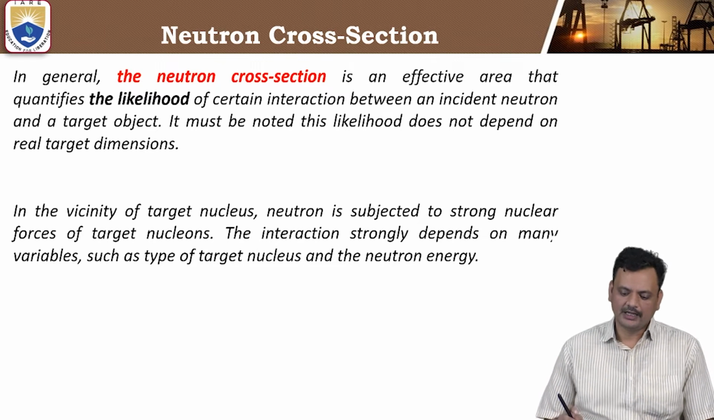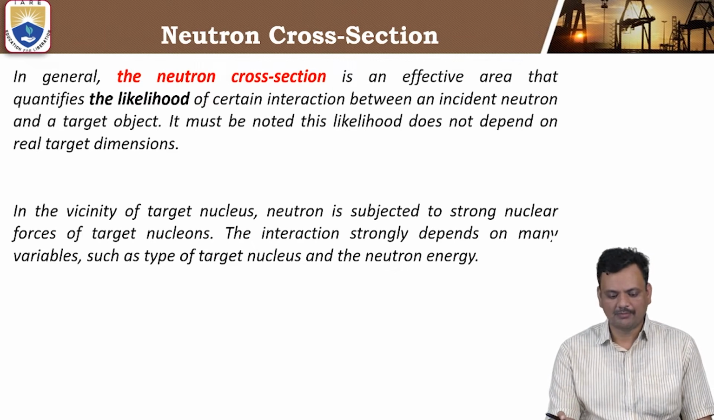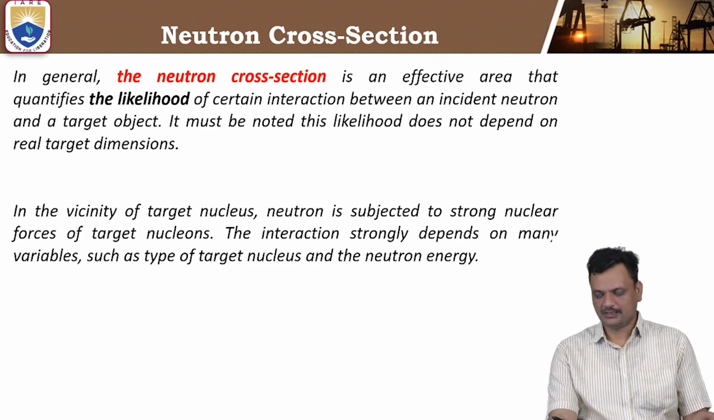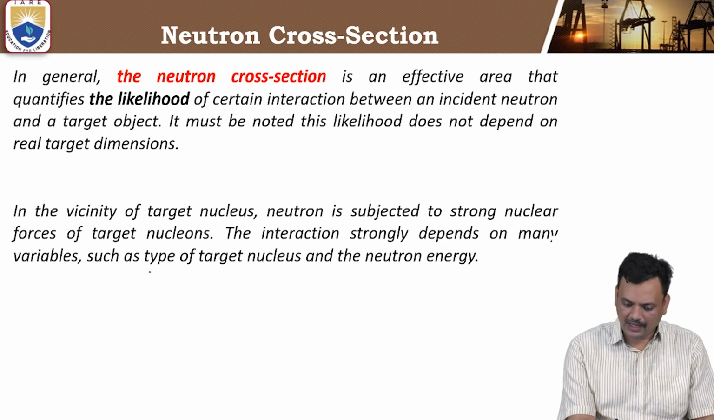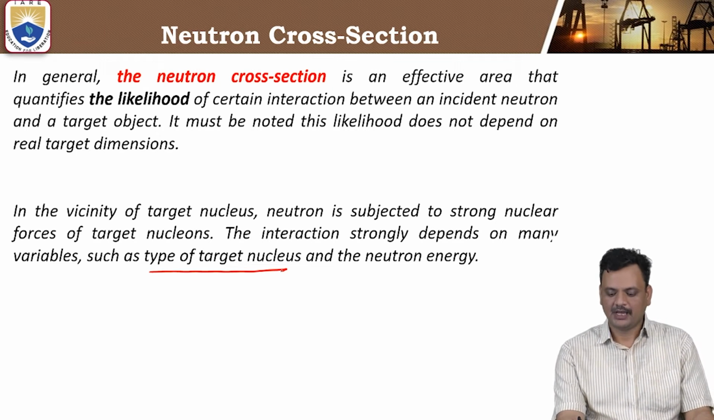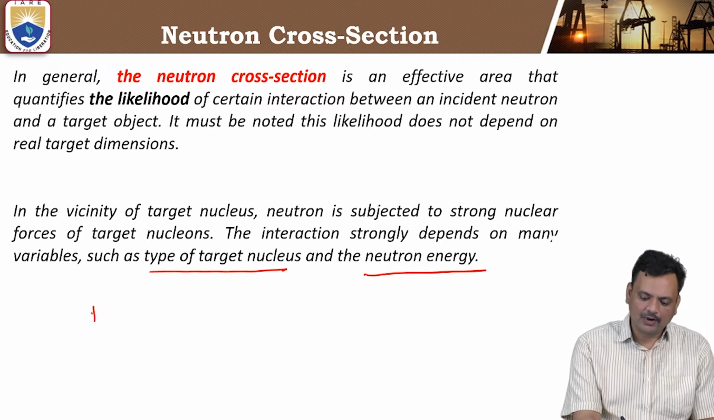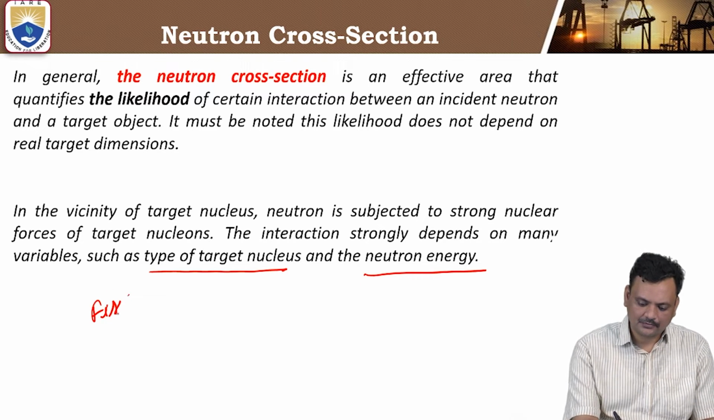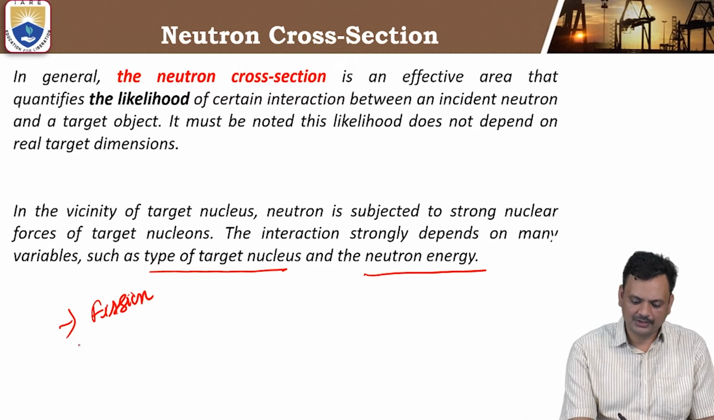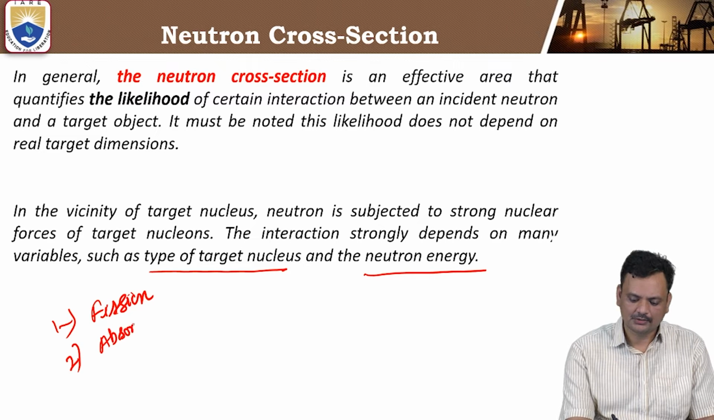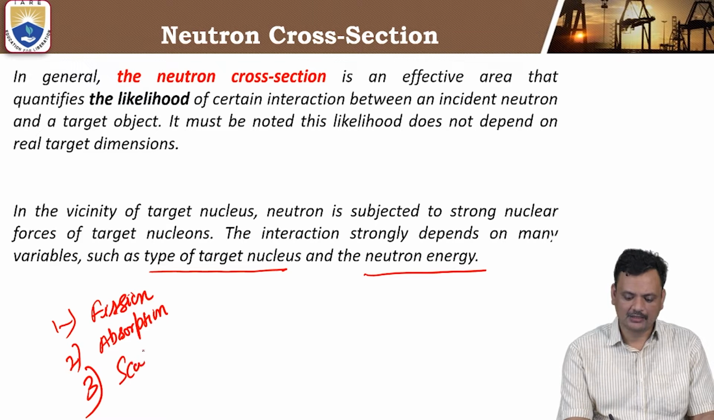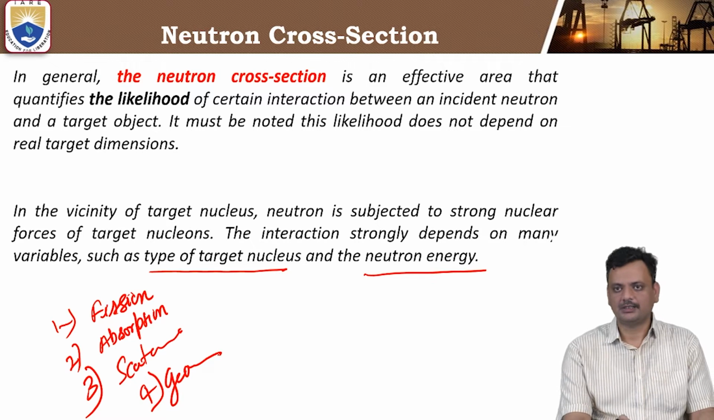Okay. So the interaction strongly depends on many variables such as the type of target nucleus and neutron energy. So these are the governing factors. The first is fission. Second, what is absorption? Third one is called scattering. And fourth one is geometrical collision.